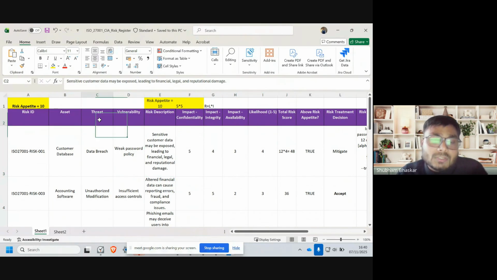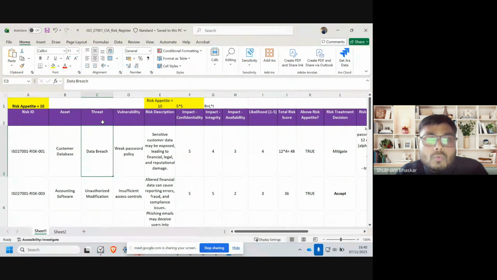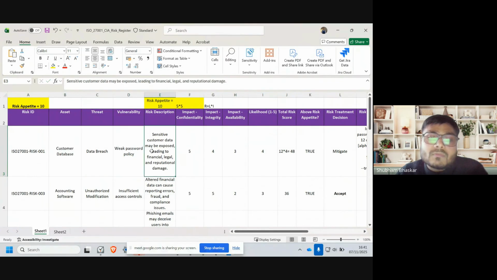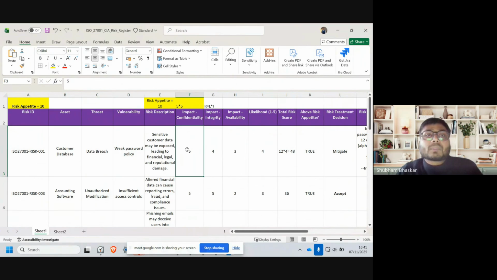Because if the threat, which is the threat of data breach, is realized, a hacker who is a threat agent exploits this vulnerability, which means the weak password. Basically he guesses the password, he will be able to successfully get into the customer database, which means sensitive information is exposed. Now, how do I calculate the confidentiality? I could very well say high, medium, or low.